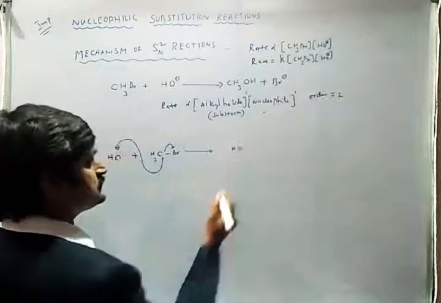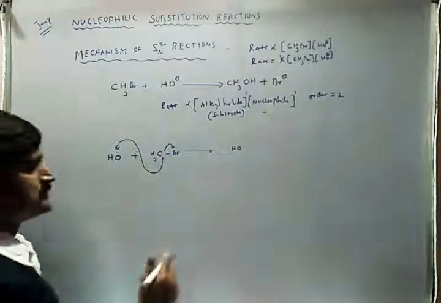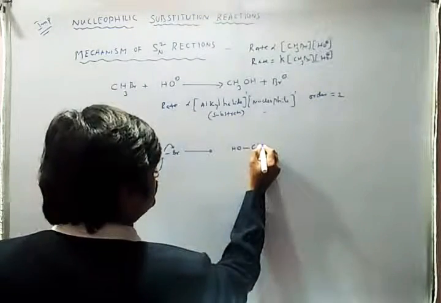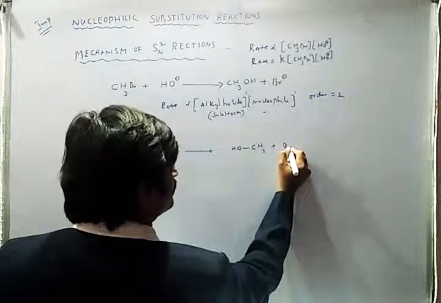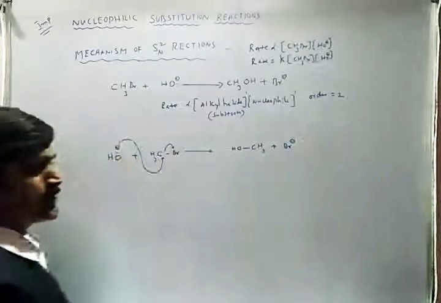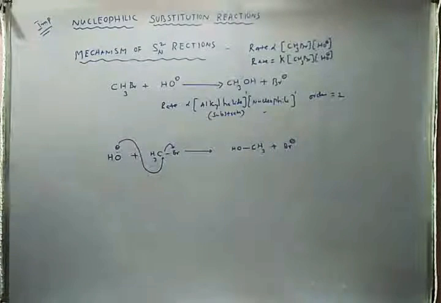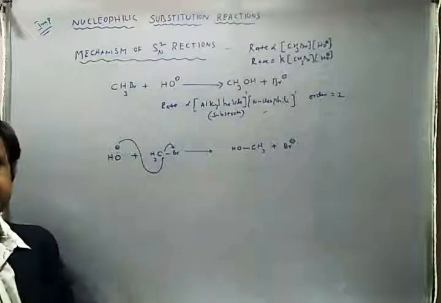The product is OH, CH3, plus Br minus. Br minus is the leaving group. The final product obtained is nothing but an alcohol in this case.